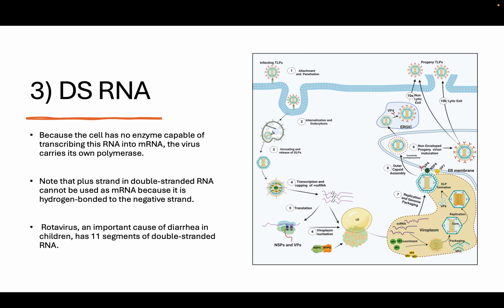But then you have your double-stranded RNAs. These still require the virus to carry its own polymerase because, although the double-stranded RNA has the positive polarity, which could be used for transcription, it's stuck by hydrogen bonding to another RNA. So per se you cannot use it. You need another polymerase that can take that double-stranded RNA and transcribe the positive polarity into an mRNA. An example of this is usually rotaviruses.